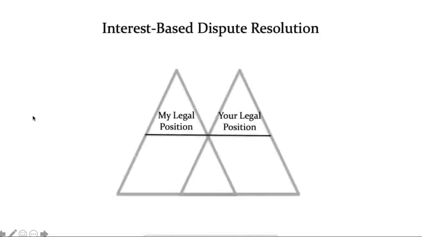Okay, so the other big idea here is the distinction between interests and positions. Okay, so positions are claims about the law or claims about facts, including claims about damages that your client has suffered, right? Statements of claim, statements of defense, all pleadings are basically legal positions. Interests are what a party really wants.